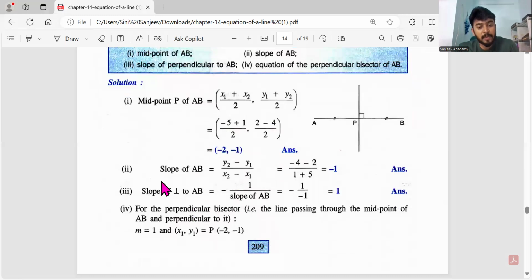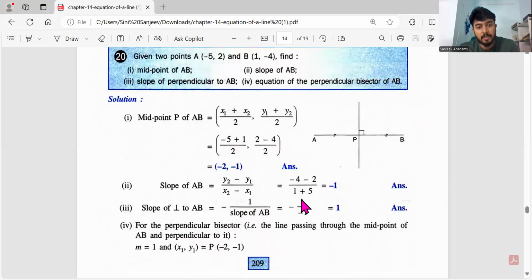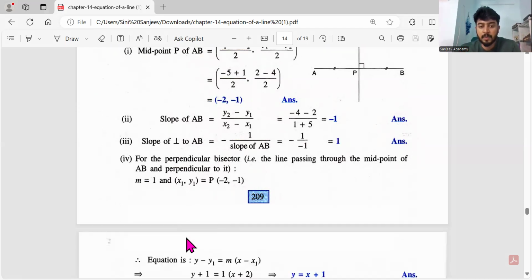Next one, slope of the line perpendicular to AB. Slope of the line perpendicular to AB is what? Minus 1 by slope of AB. So what is the slope of AB? It is -1, so we get -1/-1, that's all. We'll get plus 1. Fourth one, equation of the perpendicular. Okay. So if I'm getting slope of AB as -1, the perpendicular value will be what? Just the opposite of this. Why? Because the product of those two, m1 times m2, should be equal to -1. So -1 into what will give me -1? -1 into 1 will give me -1. So m is equal to 1.